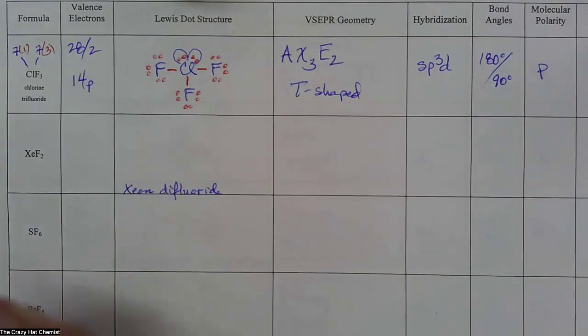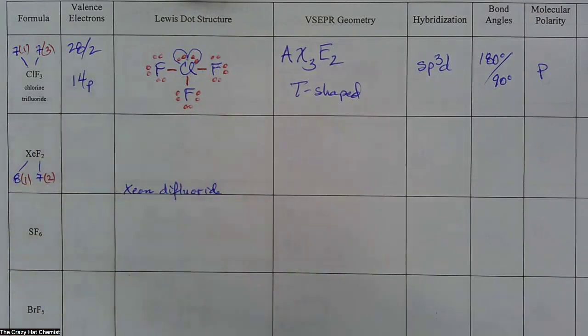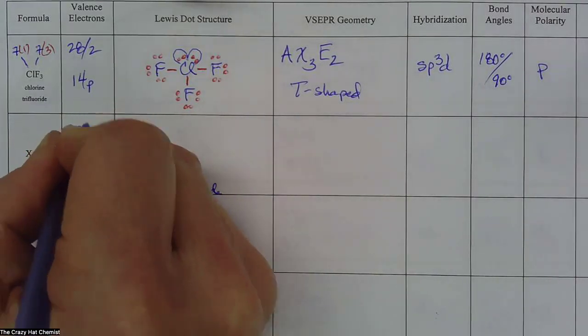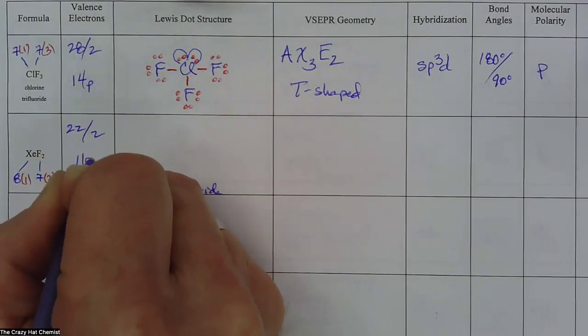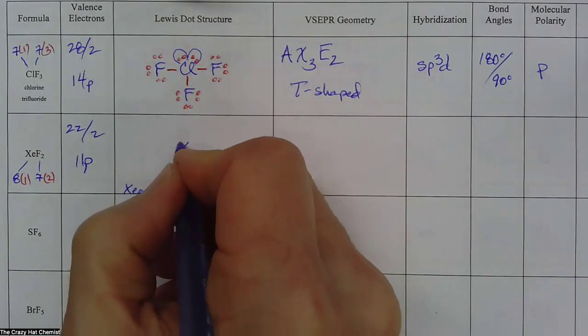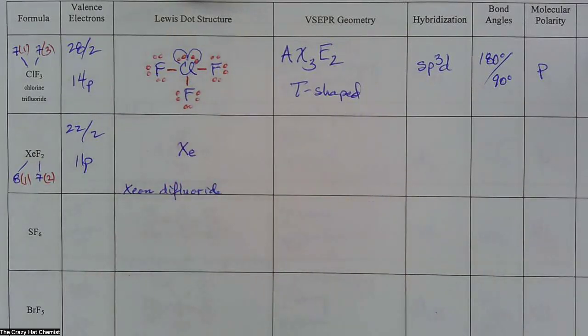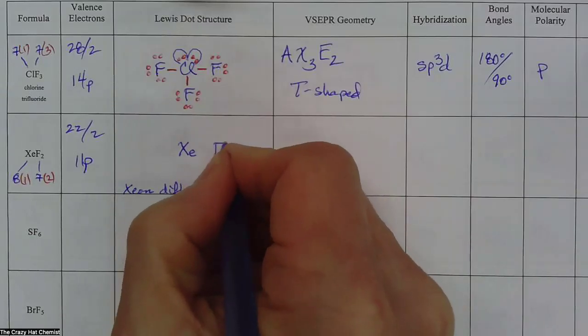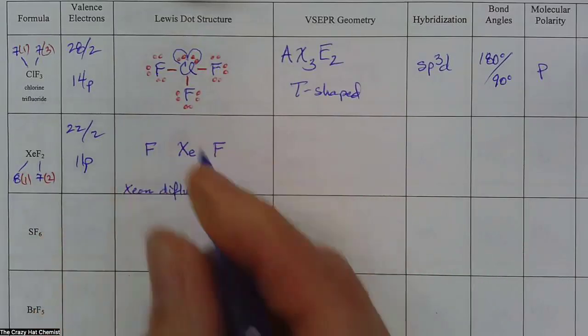All right, so xenon has 8 valence electrons, of which there is 1, and fluorine has 7 valence electrons, of which there are 2, so that's a total of 22. Divide by 2, I get 11 pair. What is the least electronegative element? Well, it's certainly not that fluorine. It's certainly the xenon. So the fluorines go on the outside of that.